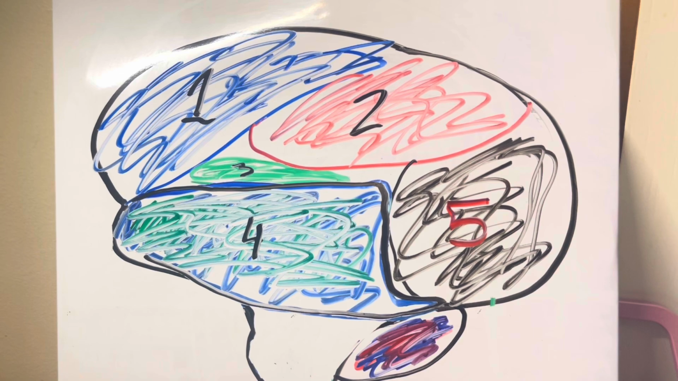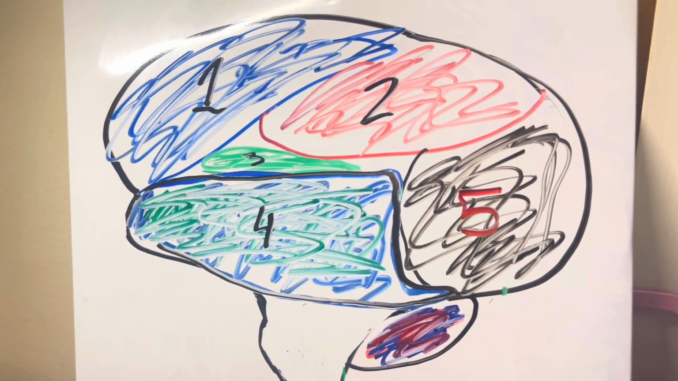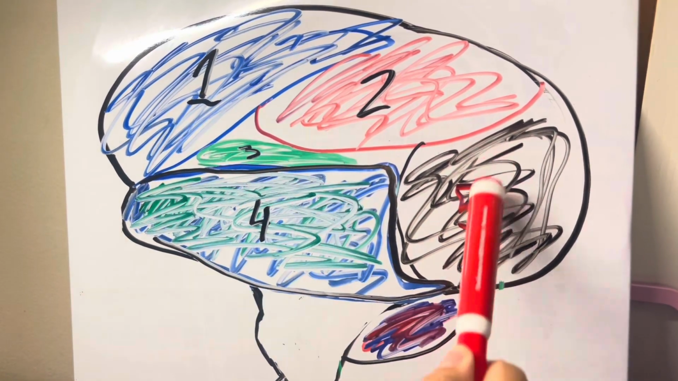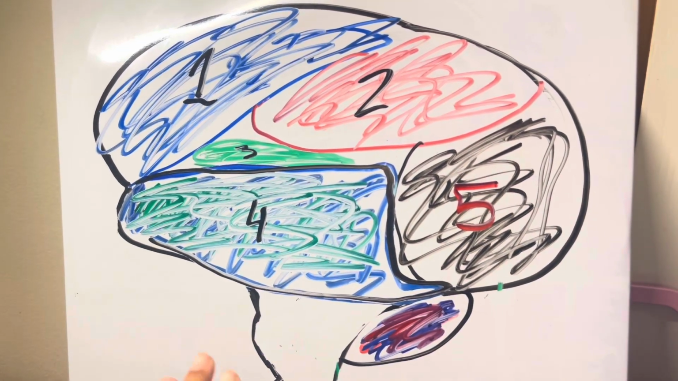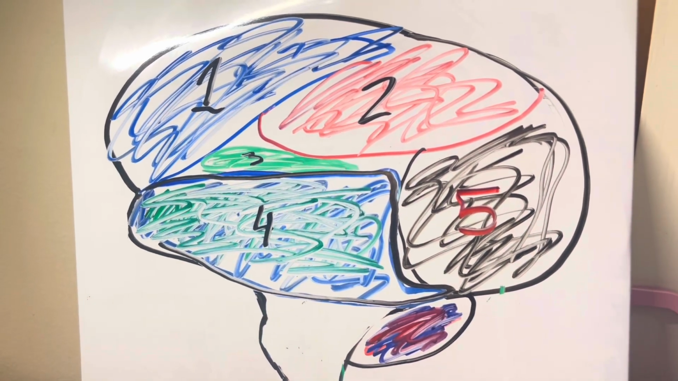The next portion we'll be talking about is the cerebrum, which is the largest and the most complex portion of the brain. I have them labeled 1 to 5 just because I ran out of colors and I want to make sure each part of the brain isn't confused or mixed up.